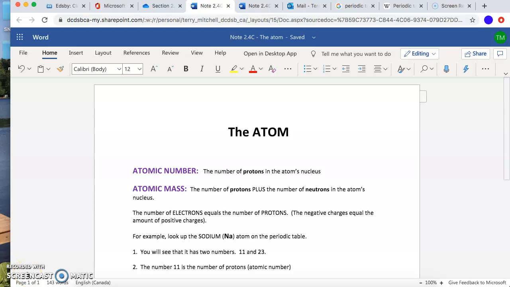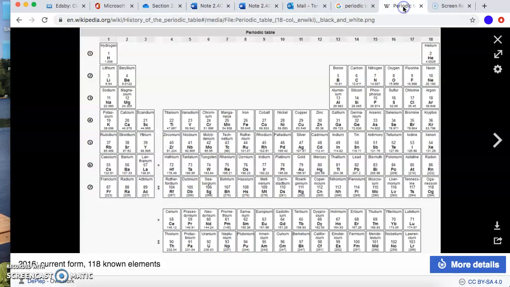Morning, everyone. Today we're going to focus in on the atom. So if I could just pop over to the periodic table here. This is our periodic table of elements. These are all the different atom types. We've kind of gone over this. Hydrogen and lithium and beryllium and sodium and magnesium and potassium and calcium.